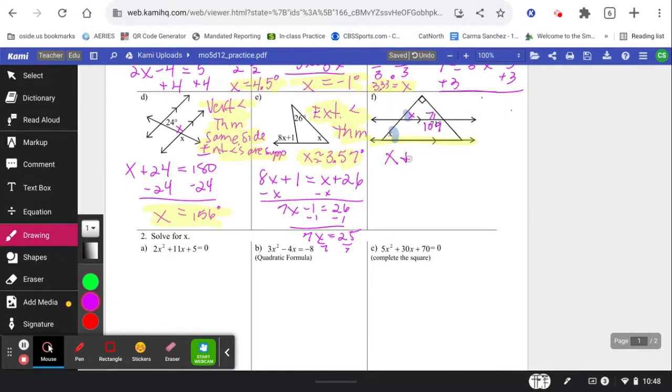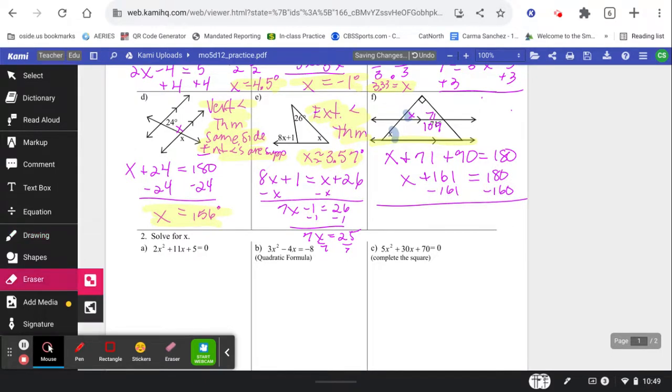Now let's do it. X plus 71 plus 90 equals 180. And so 71 plus 90, that's 161. And 180 minus 161 is 19. So what went wrong on this worksheet is that obtuse angle, we gave the value of 71 instead of the 109. And so then that made it an invalid possibility. When we solved it, it's coming out to a negative number.